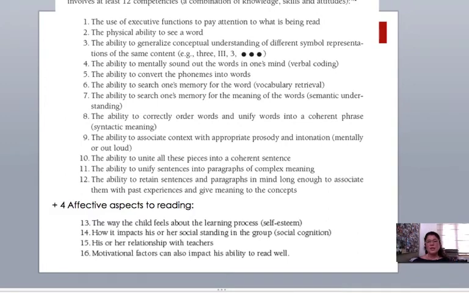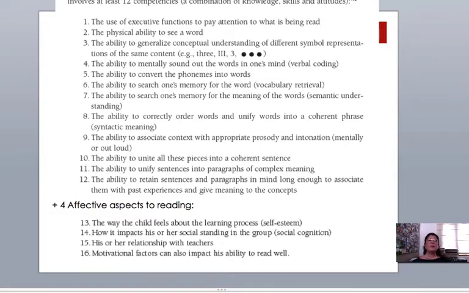The ability to associate context with appropriate prosody and intonation. So being able to say, I'm pregnant, I'm pregnant, I'm pregnant, same words, but the intonation actually changes the concept there. Number 10, the ability to unite all of those pieces and put it into a coherent sentence, either written or spoken. The ability to unify sentences into a whole paragraph and then take those paragraphs and create what would be a long written text.